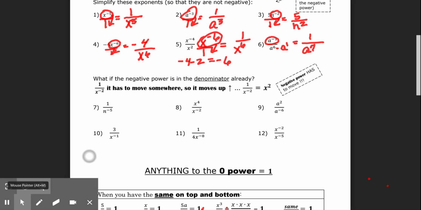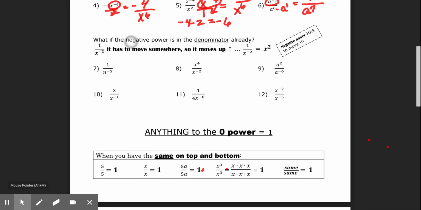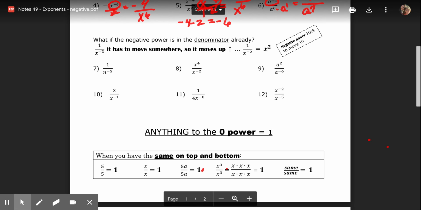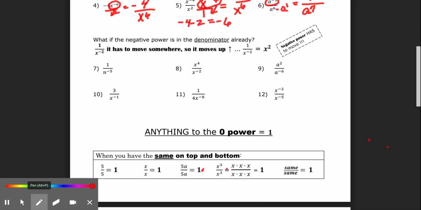Now then, down here it says, what if the negative power is in the denominator? So all the ones up above on 1 through 6, the negative exponent was in the numerator and we moved it down. So if it's down here, you're just going to move it up. Okay? So on number 7, all you're going to do is take this and move it to the numerator. So this will actually look like 1 times n, and that negative 5 becomes a positive 5. So 1 times n to the 5th is just n to the 5th power.